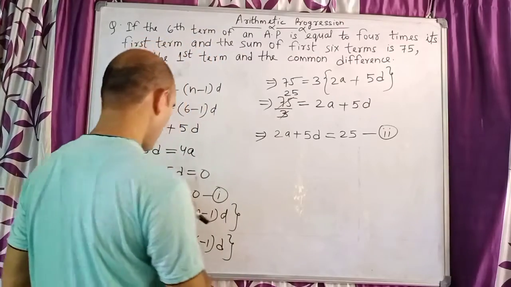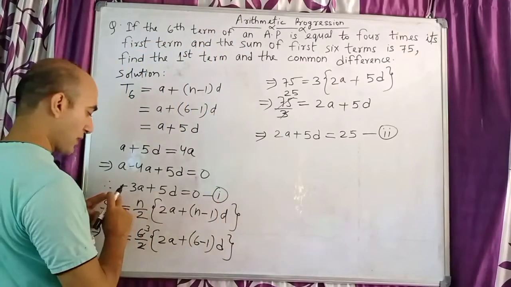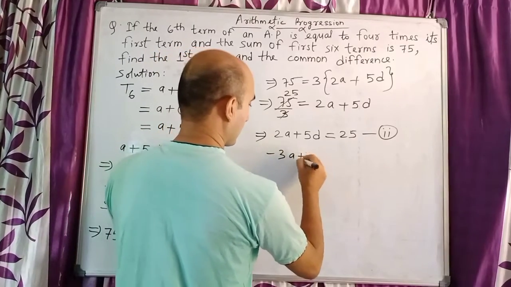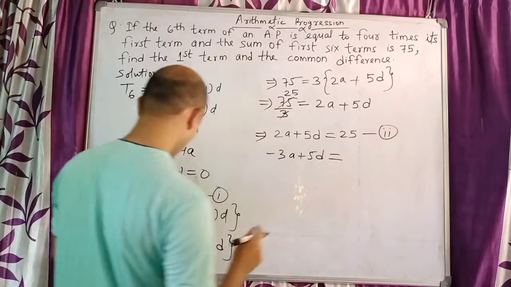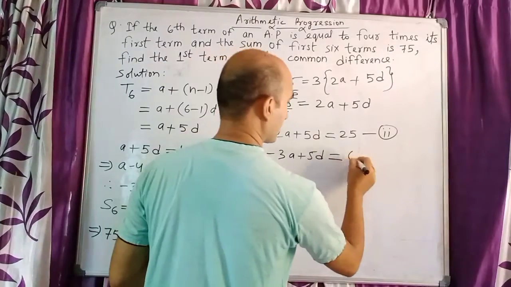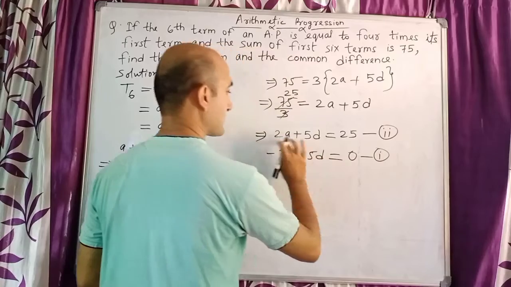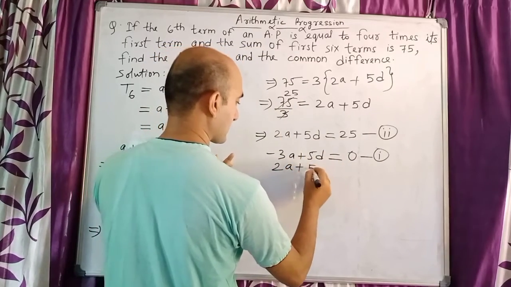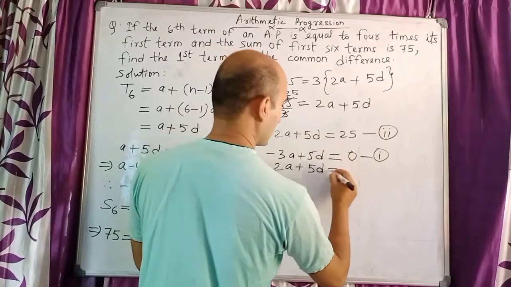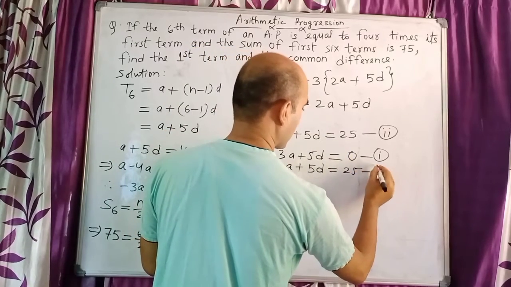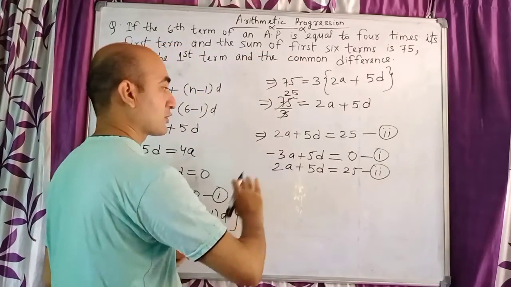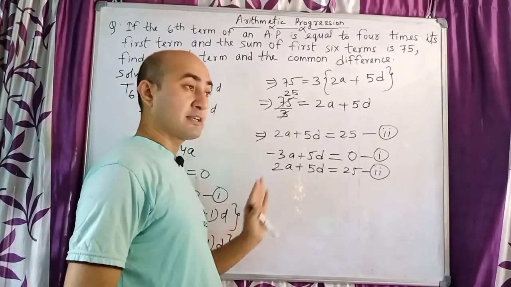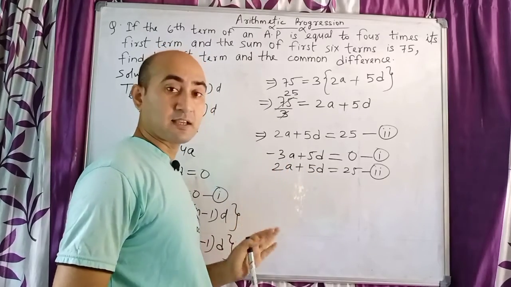So I will write equation 1 and 2 once again. So my equation 1 is minus 3a plus 5d equal to 0. This is my equation 1, and this equation 2 I will write below this once again. 2a plus 5d equal to 25. This is my equation 2. So equation 1 and 2 I wrote here together. Now I will cancel either a or d, but here cancelling d is better.